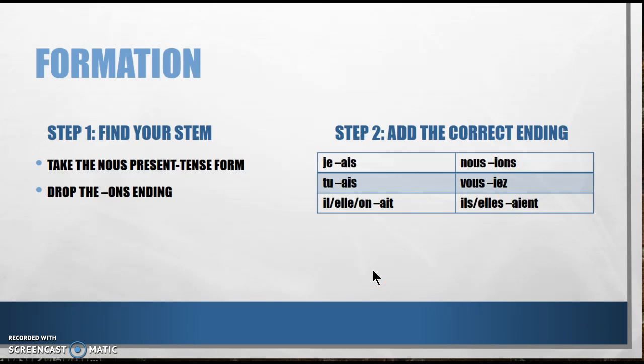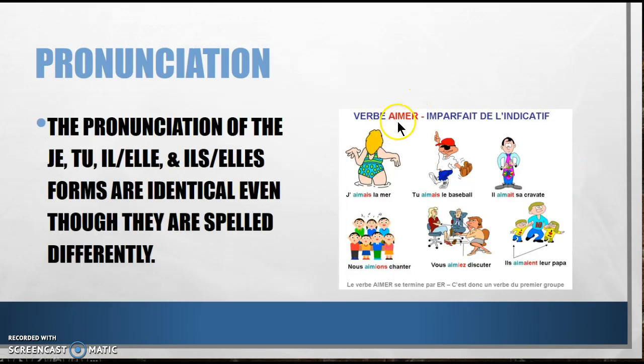So let's take a look at an example. We have the verb aimer here. I'm showing you what it looks like in the imparfait. So aimer would be nous aimons, we like or we love. You would drop the ONS so you get your stem, AIM, okay? And then you're going to add those endings. So j'aimais la mer, tu aimais le baseball, il aimait sa cravate, nous aimions chanter, vous aimiez discuter, ils aimaient leur papa.